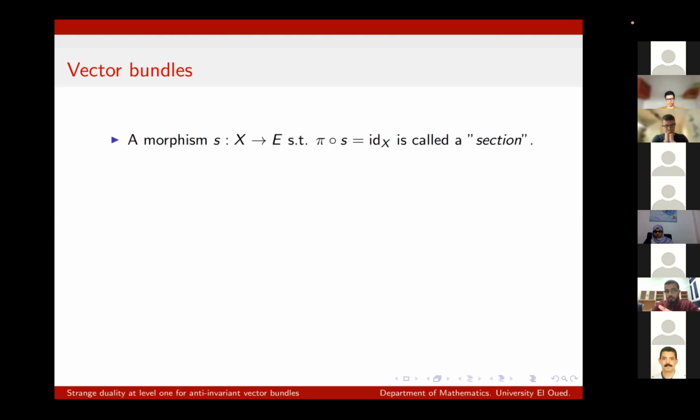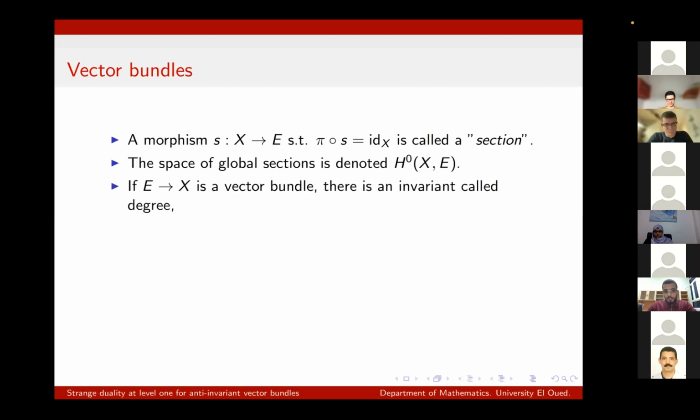If you have a vector bundle E, the space of global sections is the space of morphisms from the base curve to the vector bundle, such that the image of any point is in the fiber of that point. Okay, so it means that the projection composed with the section gives you the identity on the base curve. That's what we call a global section, and we use the notation H^0(X, E) to denote the vector space of global sections of E.